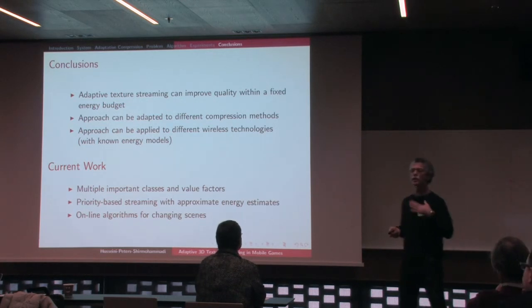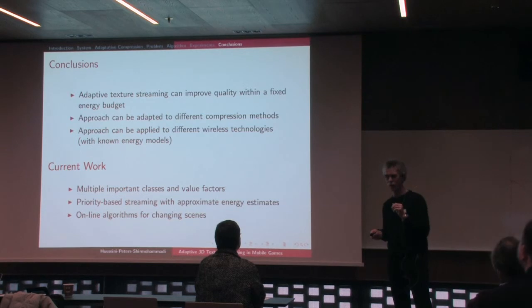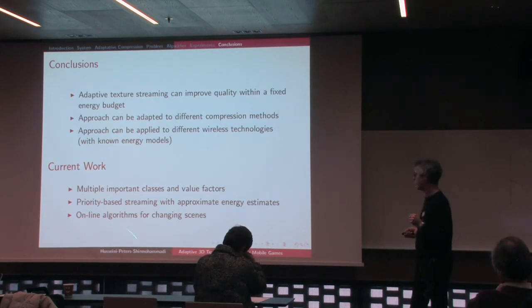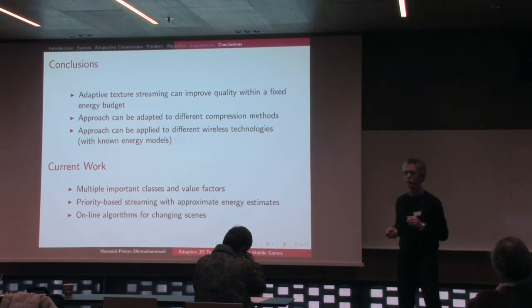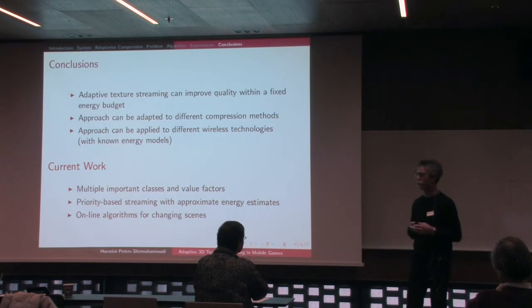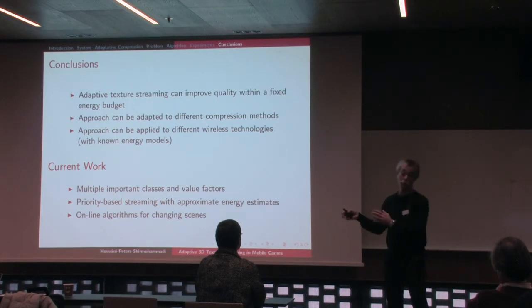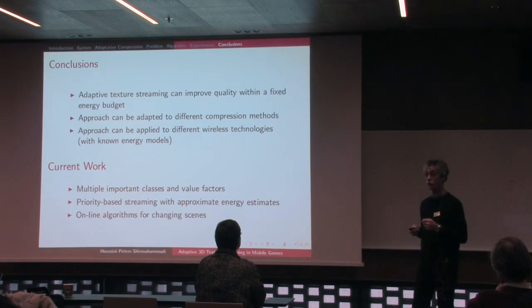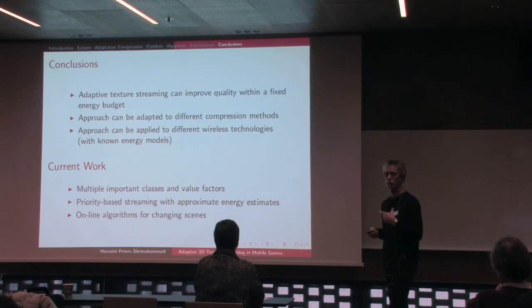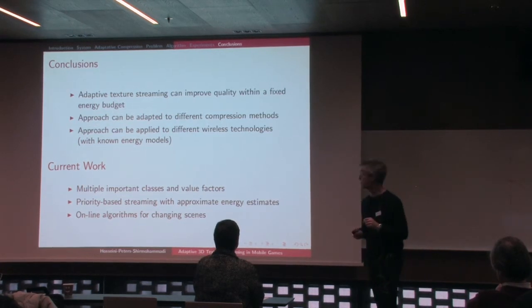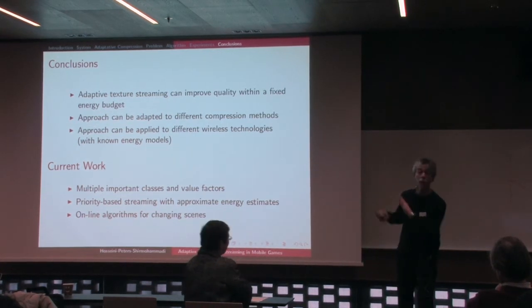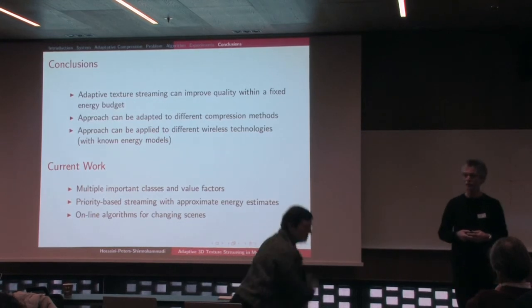So the estimate here isn't linear anymore. It's approximate. The other thing is, of course, this is a static scene. We would like to do dynamic things. We're looking at online algorithms that deal with textures or objects arriving in the scene and disappearing. How do you handle that? We probably have to look at energy consumption per unit of time rather than total. So it's a good place to stop.